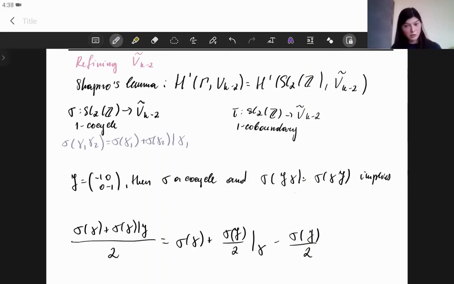Now let's take a one-coboundary. What does it mean? Well, it means that we have a map R in V_{k-2} tilde such that tau of gamma equals R slash gamma minus R.